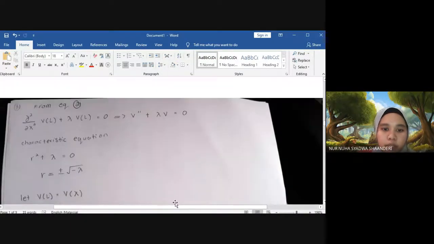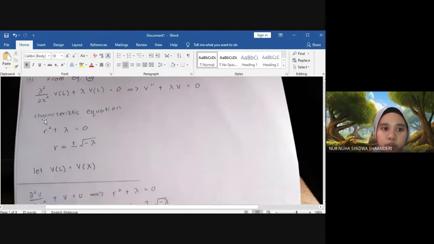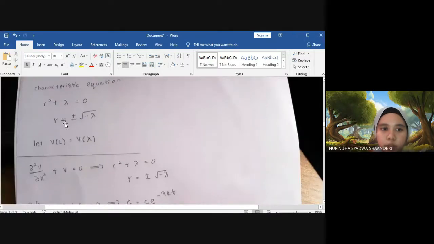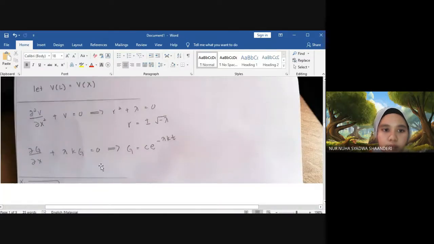So for the second one, we have this equation. From the second equation, we get this answer, and equation 2 is v double prime plus lambda v equals to 0, and we introduce the characteristic equation, which is r squared plus lambda equals to 0, and we get r equals to plus minus square root of negative lambda. And from now on, we let V(L) equals to V(x). So these are the two equations that we get after we solve.